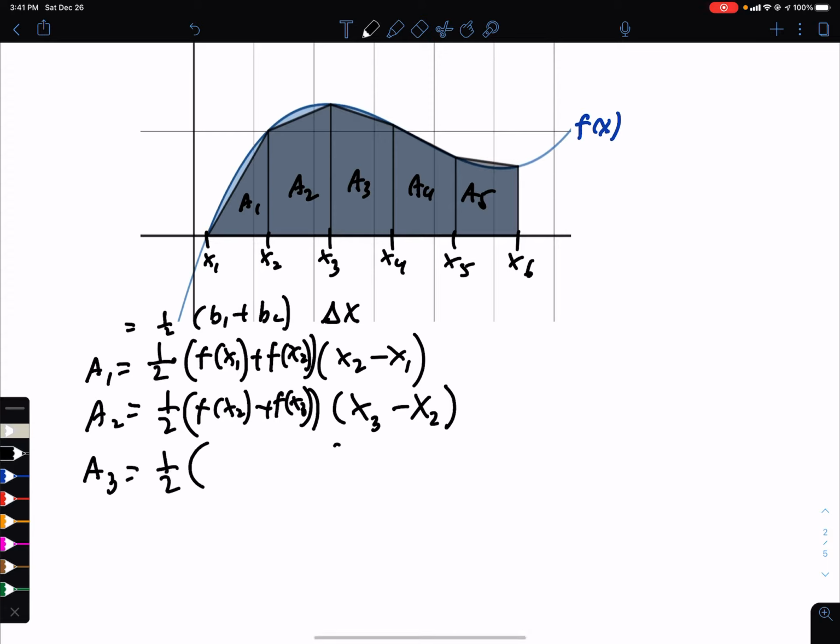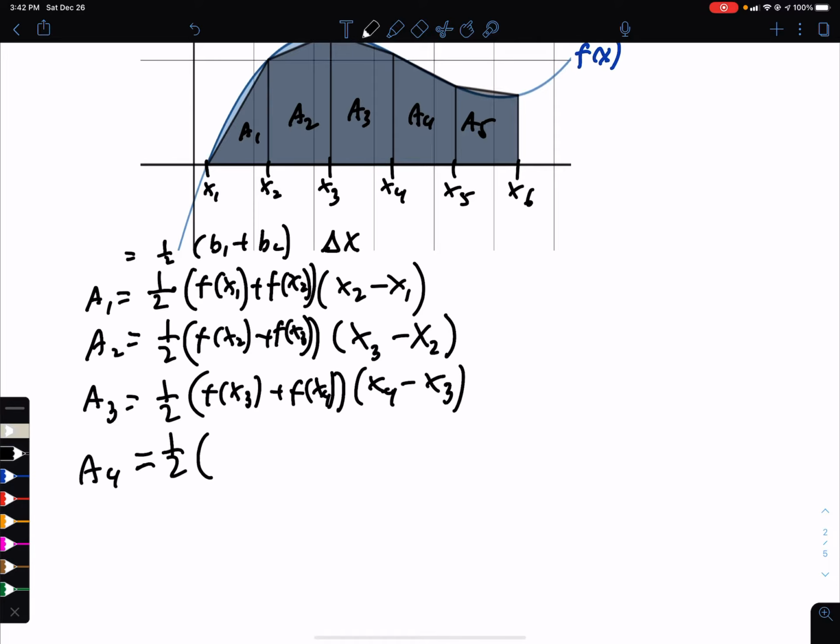For the third one, the width here is going to be x4 minus x3. The heights, this is going to be the height at x3, so it's f of x3 plus f of x4, because the right-hand side height is from x4, that's f of x4. I think you get the pattern here. So the area of the fourth trapezoid is 1/2, and that's going to be f of x4 plus f of x5, and the width is x5.